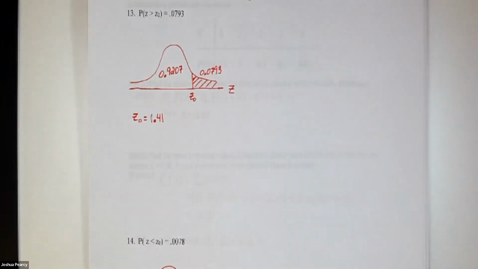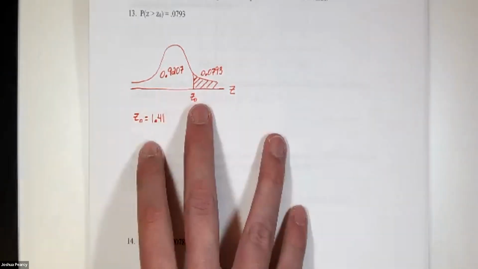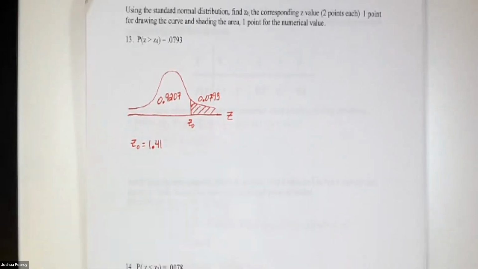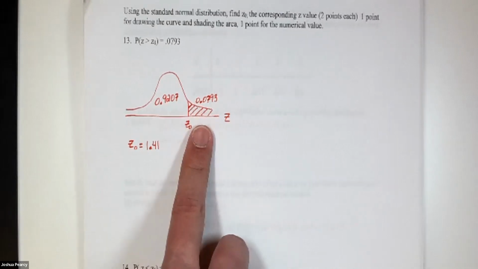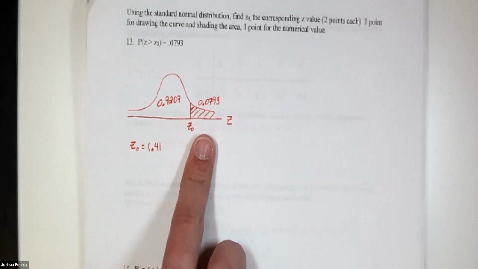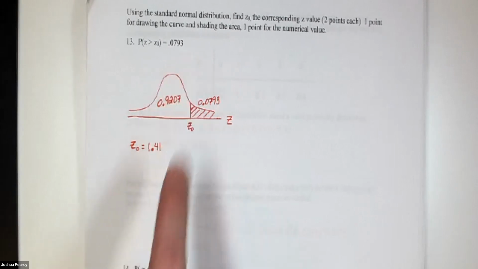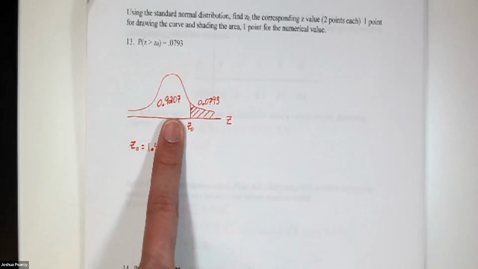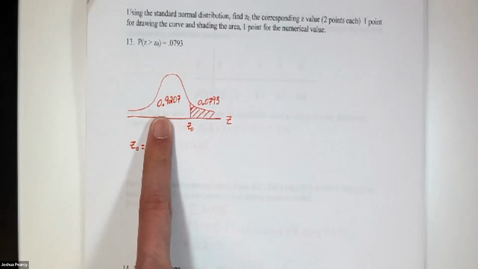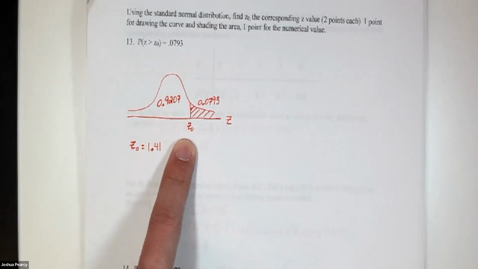Then this is just the reverse of it. I'm telling you the area of interest, and I want you to find the z-score. First one, the probability of z being greater than z naught is 0.0793. So that means the area to the right of some unknown z-score is 0.0793. So then look at the area to the left of it, and that'll tell you the corresponding z-score if you look at it in the table.